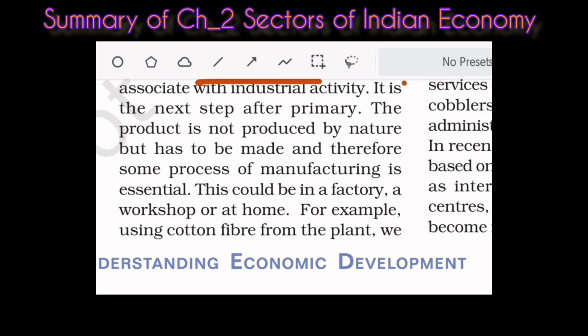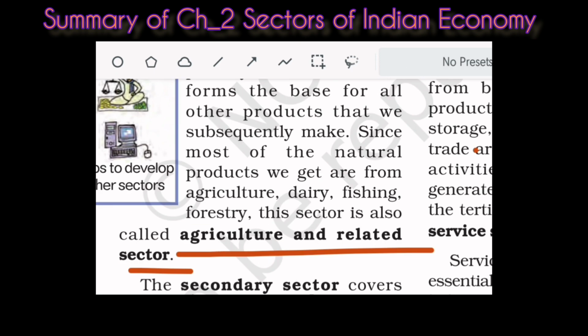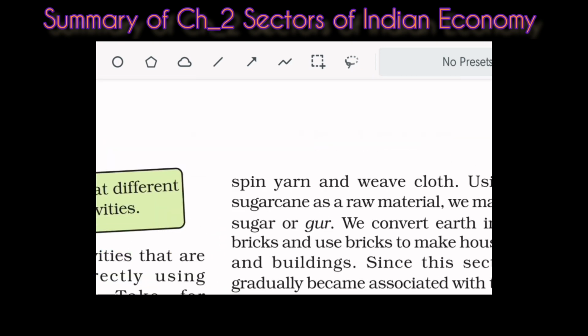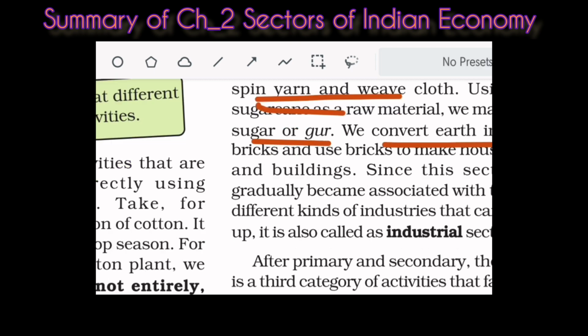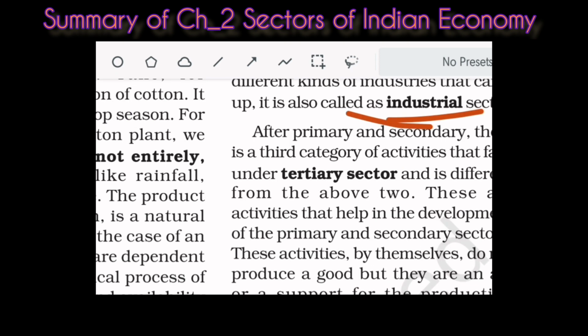Okay, then example of cotton fiber. From cotton fiber of the plant, we spin the yarn and weave the cloth. So we have a second example also, like using sugar cane as a raw material, we make sugar or jaggery. Okay, so one more example, that is we convert earth into bricks and use bricks for making our homes and buildings. Okay, so it is the example of secondary sector. It is also called the industrial sector. We can also call it the manufacturing sector.